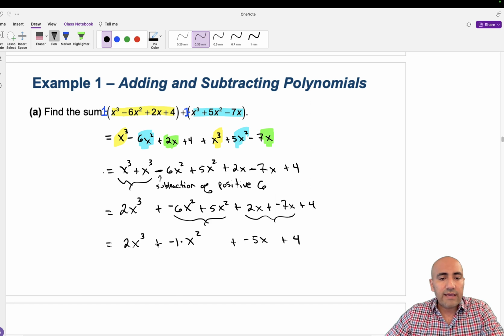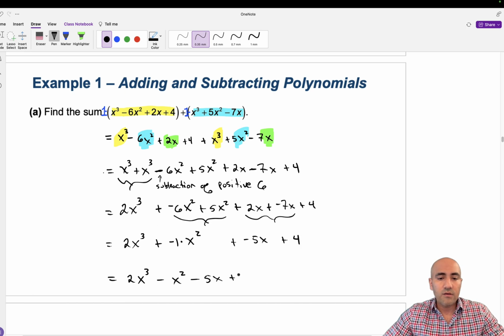And then finally, we can again rewrite it using subtraction. Addition of a negative 1 is the same thing as subtracting 1. And then addition of a negative 5 is the same thing as subtracting 5. So my final answer is going to be 2x to the 3rd power minus x squared minus 5x plus 4.